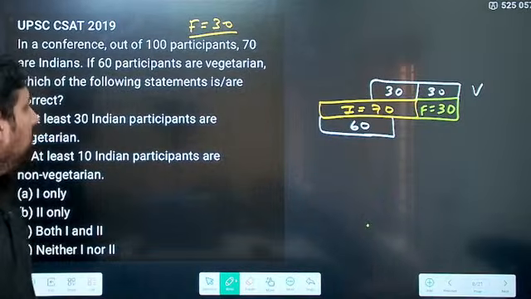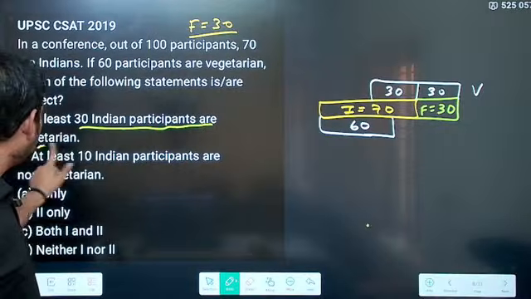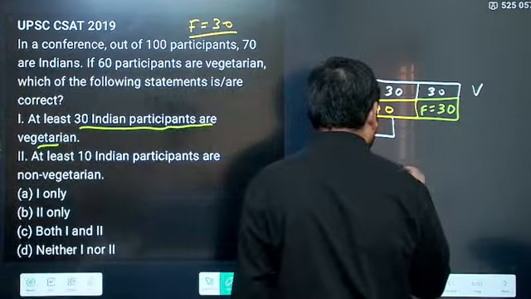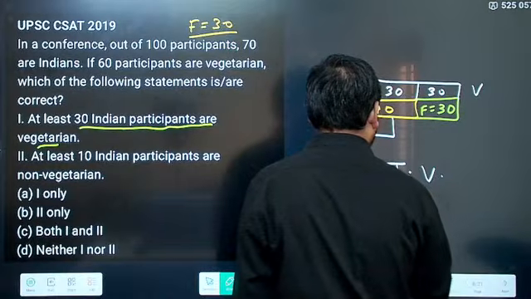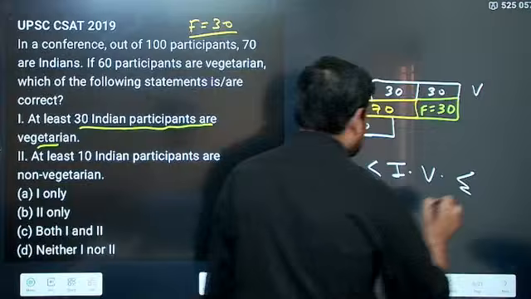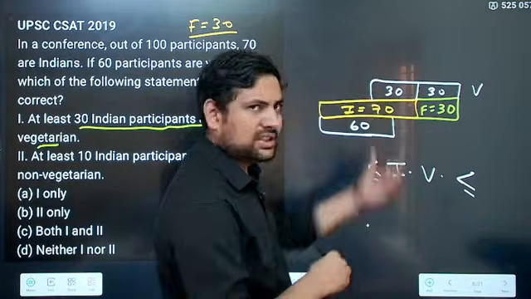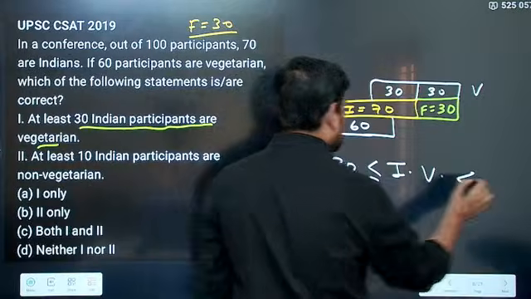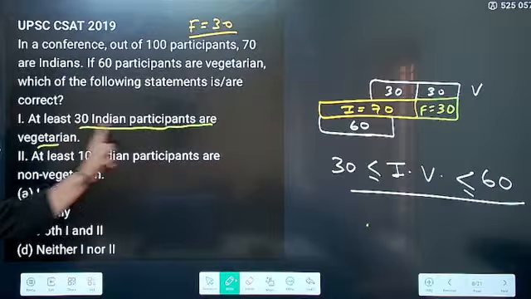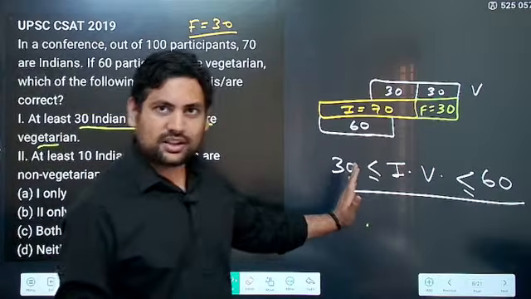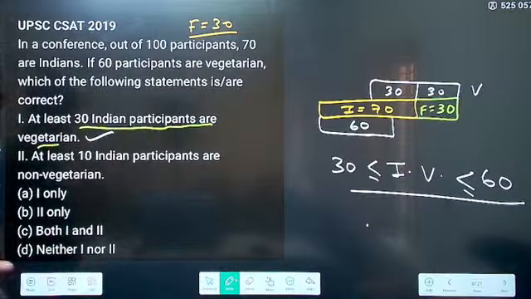Correct? So now it is asking at least 30 Indian participants are vegetarian. So basic question is about what? Indians who are vegetarian. Vegetarian Indians, can I find the range? Yes, very easily I can find the range. What is the range? Minimum is 30, maximum is 60. Now it is saying at least 30 Indian participants are vegetarian. Yes, at least 30, 30 or more. So answer is this is correct.